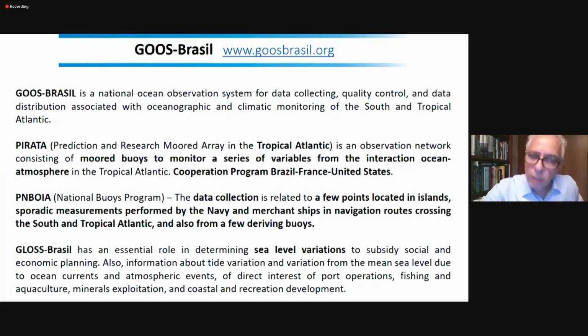The other one is PN-BOIA, the National Buoys Program. That is a data collection from a few points in Brazilian islands, and also from Navy and merchant ships in navigation in the South and tropical Atlantic. It also has drifting buoys, and all these data are focused on another database from the Navy and made available for the scientific community.